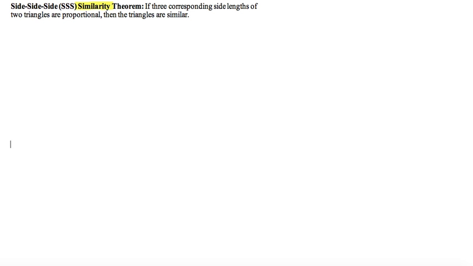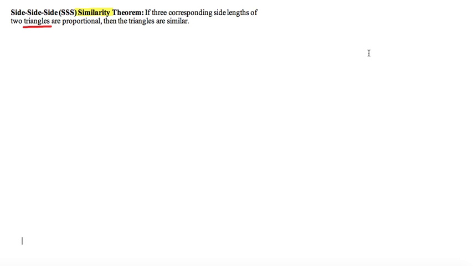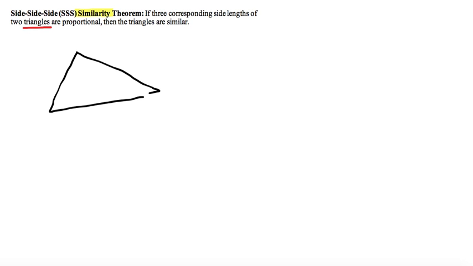But for triangles, it is possible to determine similarity with a little less information. Okay, so let me give you an example. Let's say, for example, that I have two triangles, and I have one here that has sides 4 units long, 5 units long, and 7 units long. I don't know anything else about this triangle, and I'll just call this triangle ABC.